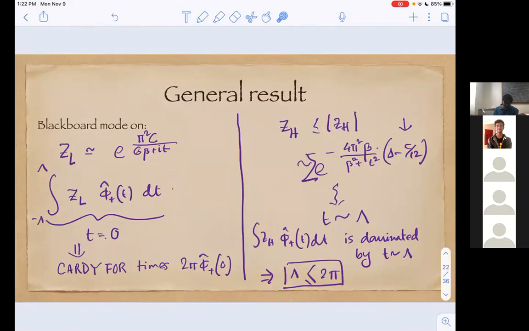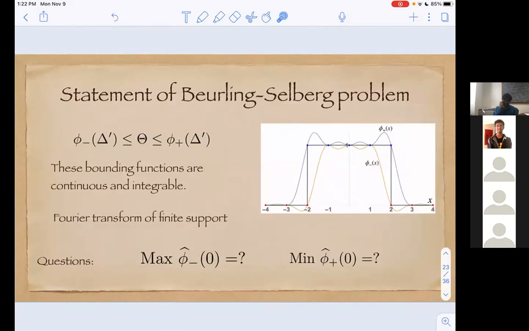Okay. So the take home message from this analysis is we want to find two functions, phi plus and phi minus, such that in the Fourier domain they have a bounded support, and in particular the support has to be less than twice pi. Once we know this, then we can relate it to a completely different problem, which is called the Beurling-Selberg problem. It took us some time to come across this problem and realize that it is related to our problem. So in the Beurling-Selberg problem, the statement is the following.